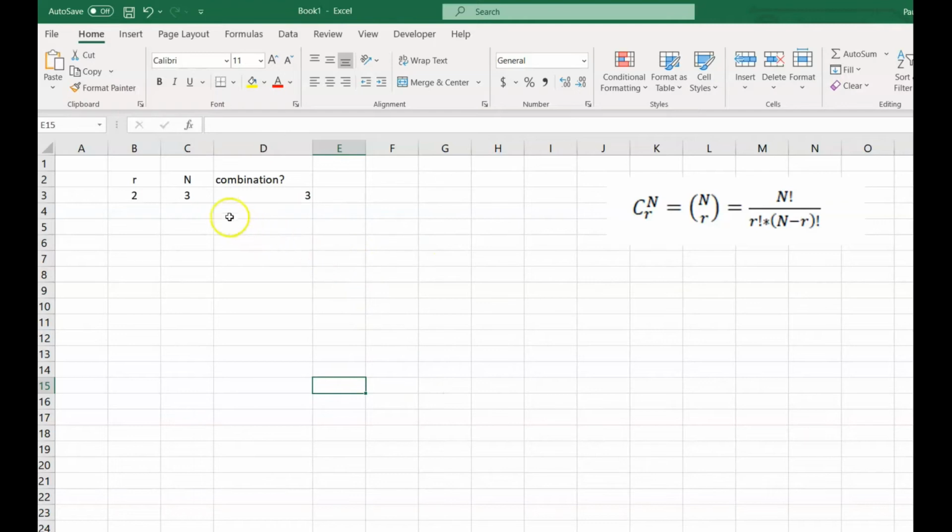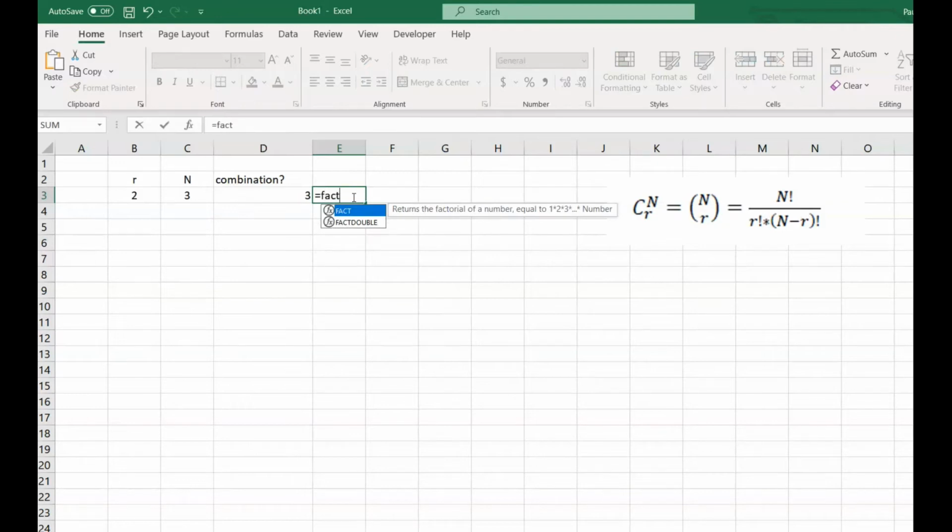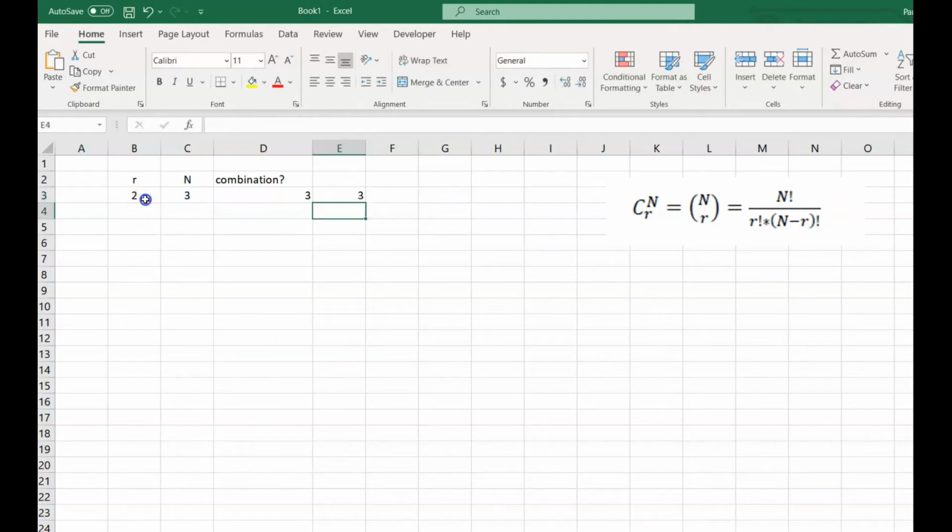Another way is we can just calculate manually. The first one is factorial of n, divided by factorial r, and divided by factorial n minus r. Now we have the same result.